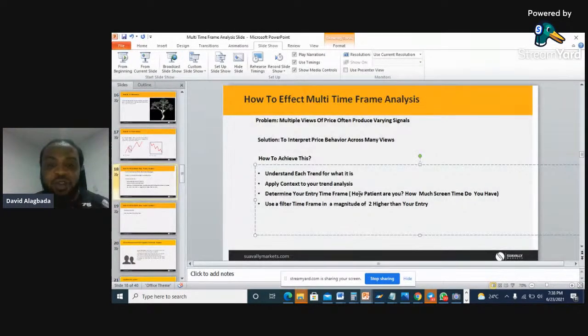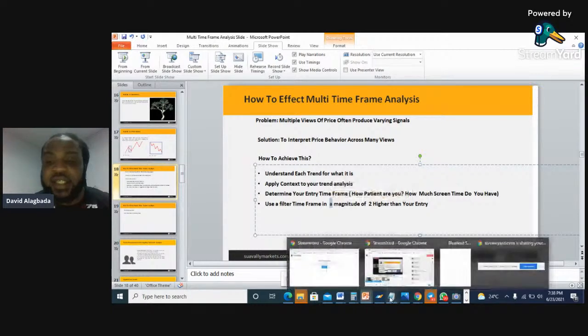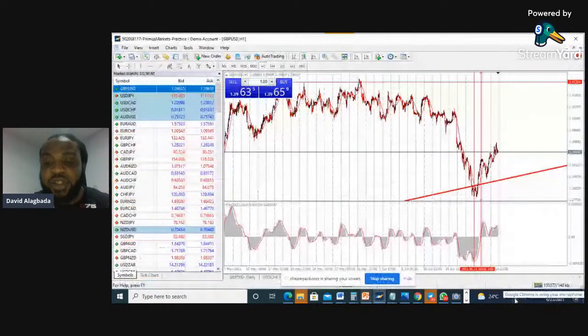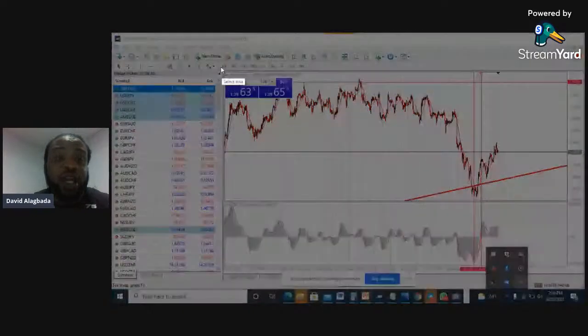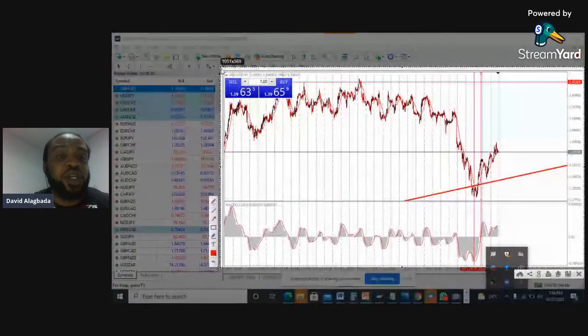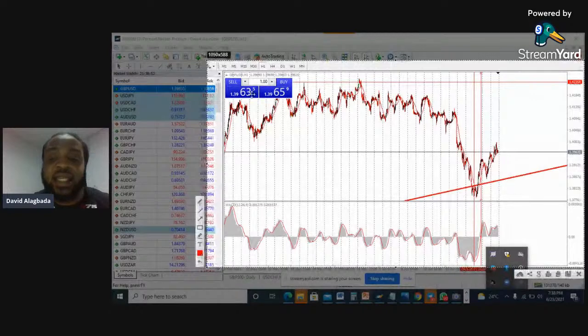You basically have to have a time frame an order of magnitude of 2 at least higher than your entry. What does that mean? Let's say I'm a short-term trader, kind of intraday. For those of you who don't know what intraday means, it means you're getting in and out of the charts usually within a day. You're closing your positions before the close of that day. So I'm looking here at the different time frames.